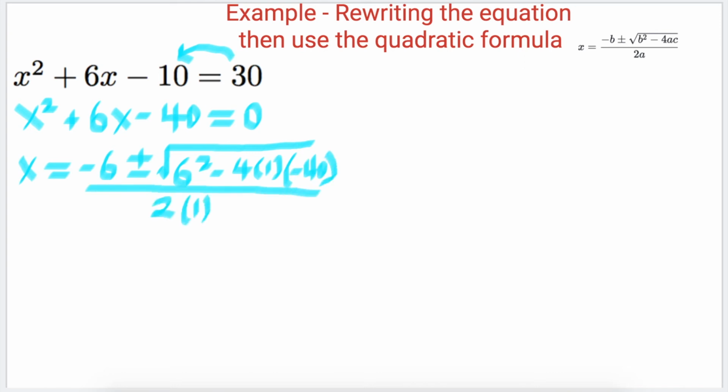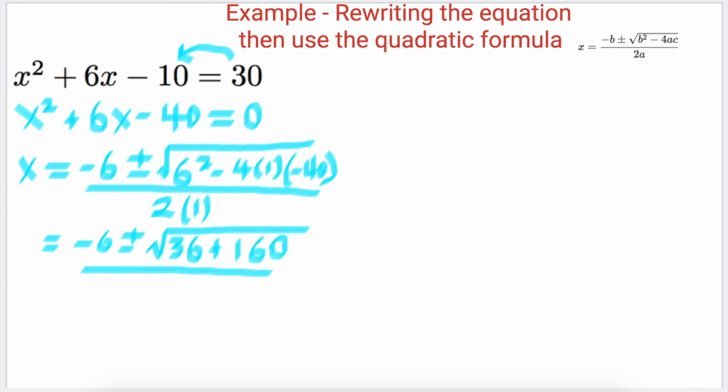And then now I need to simplify the numbers inside the square root. I'll have negative 6 plus or minus the square root of 36 plus 160. So when you multiply negative 4 times negative 40, you get a positive number. And in the denominator, you get 2. So negative 6 remains the same.